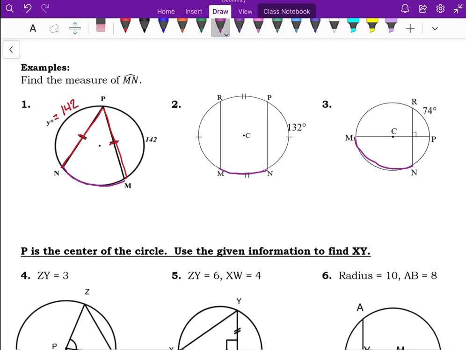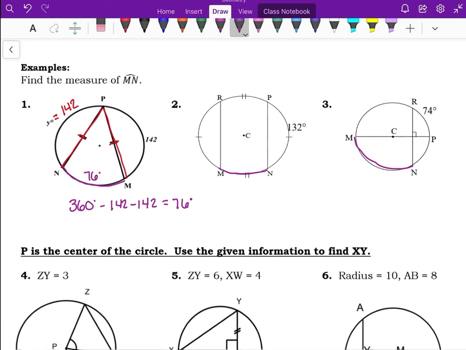Now, since we know that there are 360 degrees in a circle, that's how many degrees I have total. So I'm going to take away the 142 that we have for that one arc that we just found, and the 142 for the arc that it gave me. And when I subtract both of those, I get 76 degrees. So my arc NM is 76 degrees.